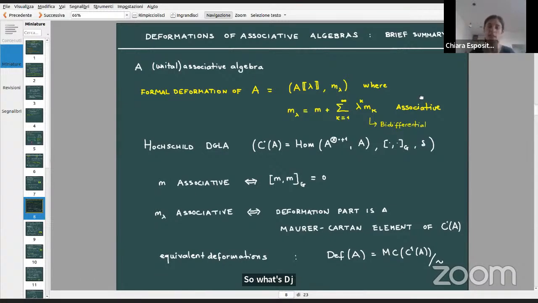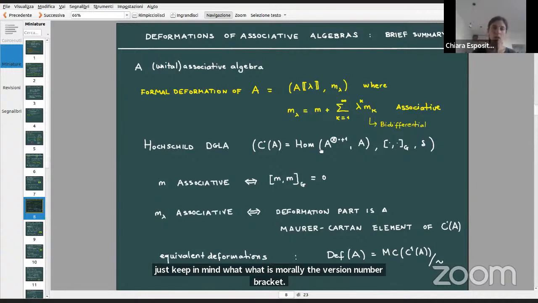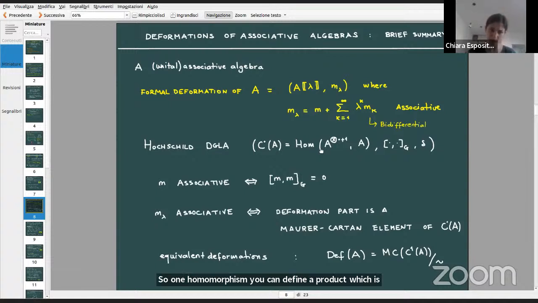What is the DGLA governing such deformations? It's the Hochschild one. So we have the Hochschild complex, meaning homomorphisms on this algebra, and then we have a Gerstenhaber bracket. If you're not completely familiar with this structure, just keep in mind what is morally the Gerstenhaber bracket. On homomorphisms, you can define a product which is simply concatenating homomorphisms. Then you consider the graded commutator of this product, and that's the Gerstenhaber bracket. And then you have a differential on this graded vector space.